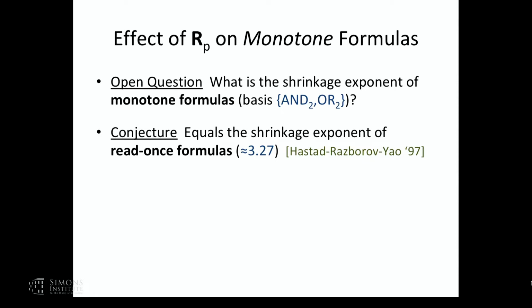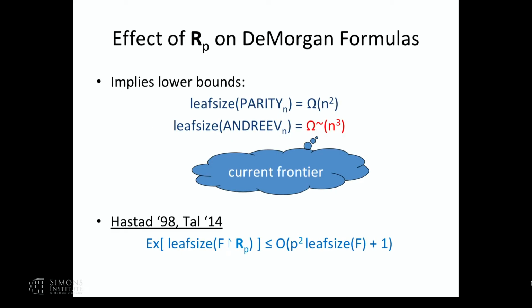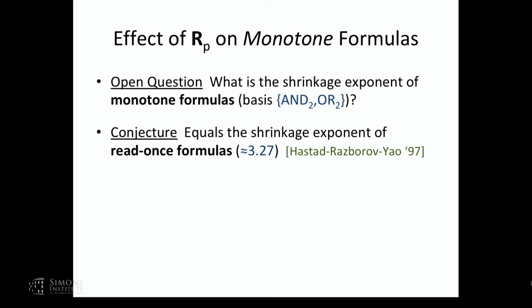So one open question which I wanted to advertise is, what is the effect of the p-random restriction on monotone formulas? Just like one has the shrinkage exponent for De Morgan formulas, one can define the shrinkage exponent for monotone formulas. And it's open what exactly this is. For the class of read-once formulas, it is known exactly what the shrinkage exponent is. It turns out to be roughly 3.27. And it's conjectured that the shrinkage exponent of monotone formulas also equals this. This is an open problem.